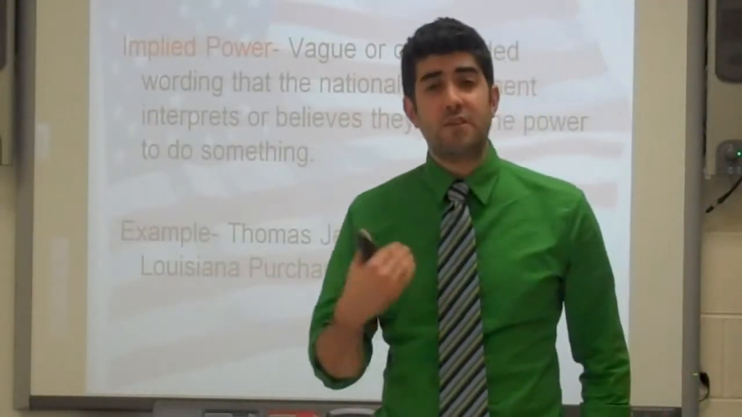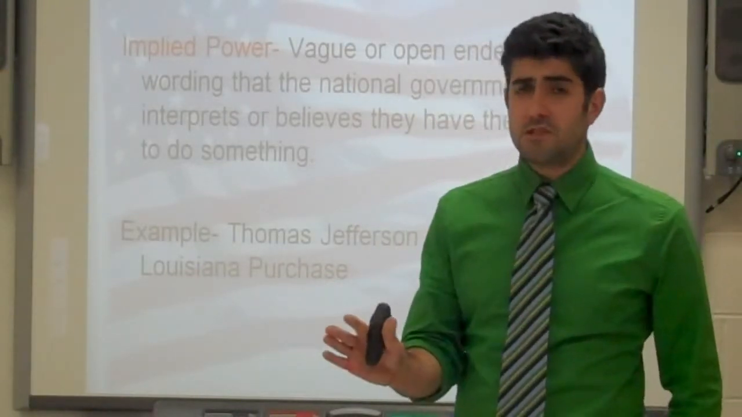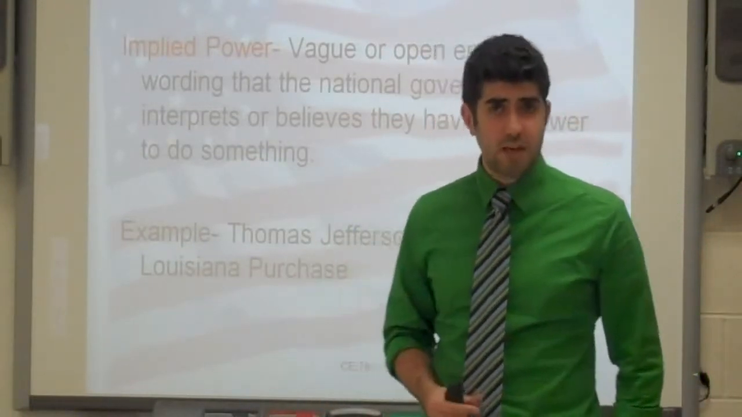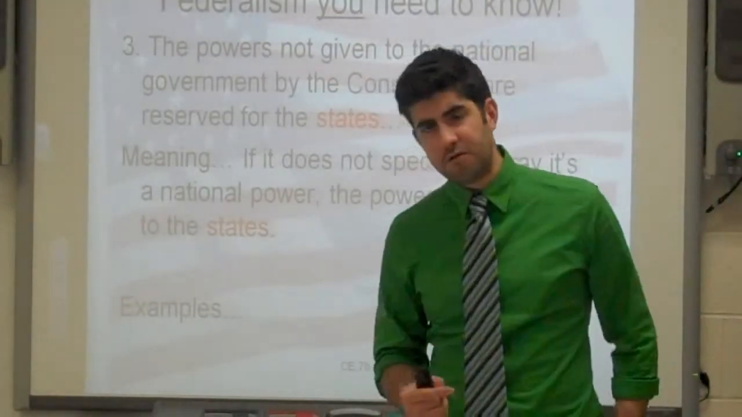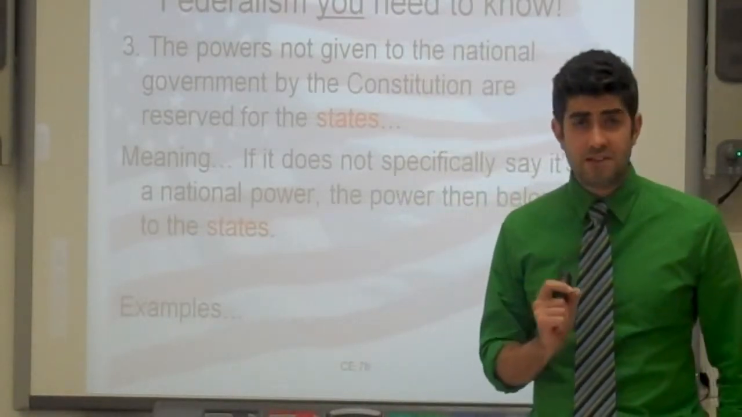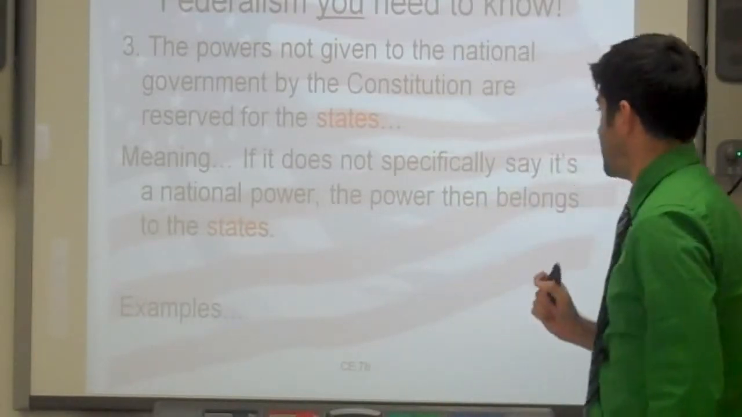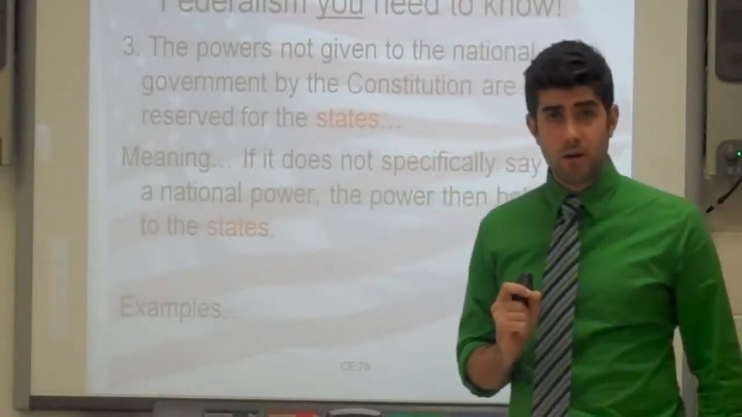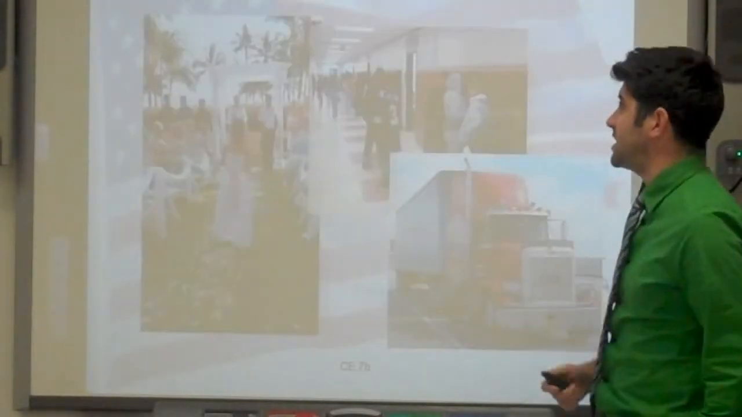A good example of this would be Jefferson's purchase of the Louisiana Territory from France. There was nothing in the Constitution that said the president had the power to negotiate and make this treaty, but Jefferson did it using implied powers. Powers not given to the national government are reserved for the states. That's stated in our 10th Amendment, which is part of the original Bill of Rights. This appeased the anti-federalists because they wanted states to remain supreme. Meaning, if the Constitution does not specifically say a power is a national power, like the power to regulate trade, the power to establish a budget, then it belongs to the states.